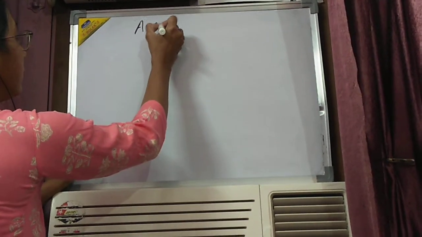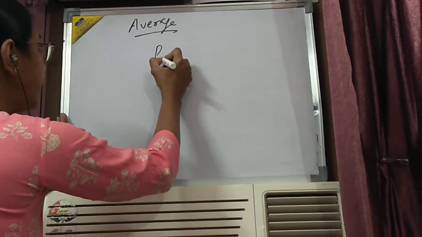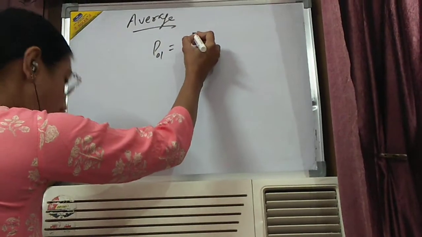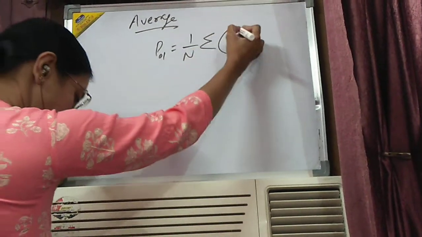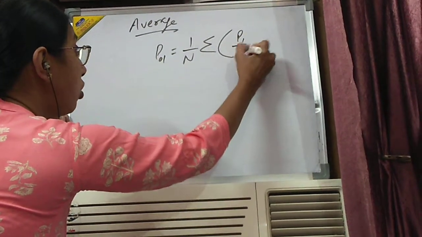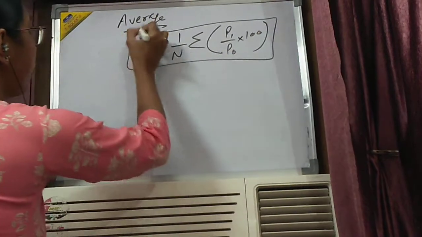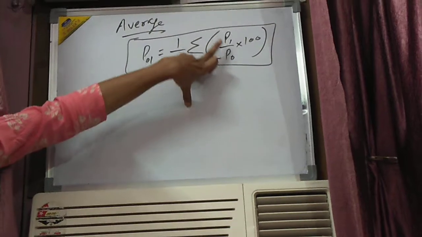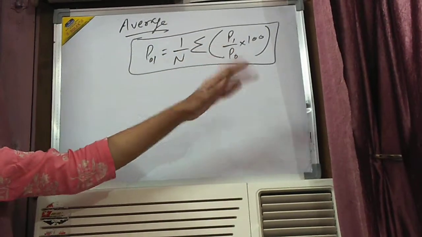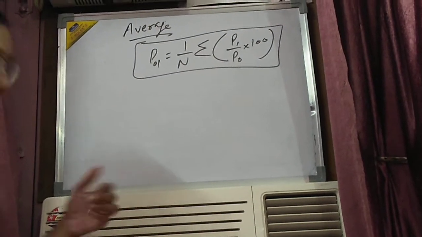Now when we are going to do it with the average method, by the average of price relative method, the formula is P01 equals 1 upon n sigma P1 upon P0 into 100. This is the formula. It means we will find out the average of every commodity and then we will get the index number.